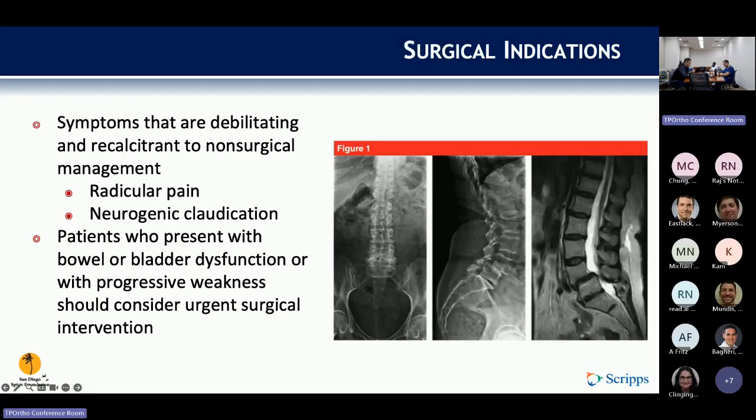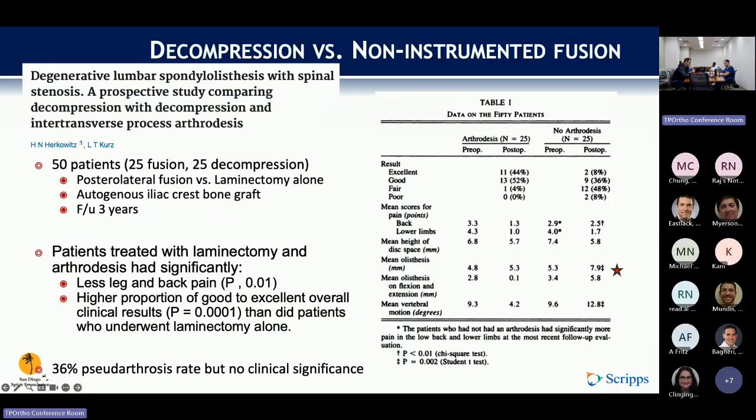So what are some surgical indications? Symptoms that are debilitating and recalcitrant to non-surgical management, pretty obvious: radicular pain, neurogenic claudication. Patients presenting with any bowel or bladder dysfunction or progressive weakness should be expedited in their surgical management. So we're going to do a little bit of an overview on some of the historical sentinel studies and then some of the newer concepts.